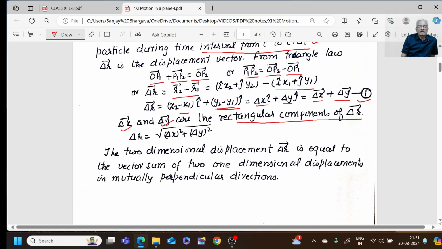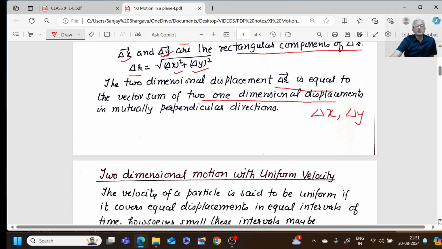What is the magnitude of delta r? It would be the square root of delta x squared plus delta y squared. So what does equation number 1 tell me? The two-dimensional displacement delta r is equal to the vector sum of two one-dimensional displacements, that is delta x and delta y, in two mutually perpendicular directions. So the general statement for displacement has been proved: two-dimensional displacement is nothing but the vector sum of two one-dimensional displacements in two mutually perpendicular directions.